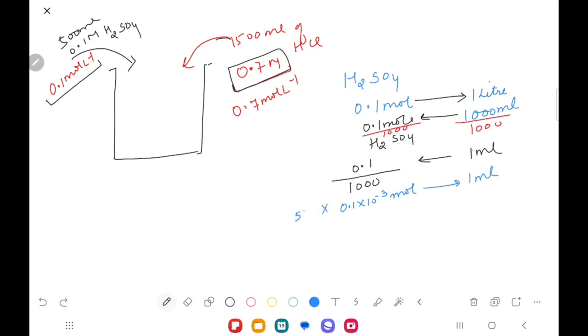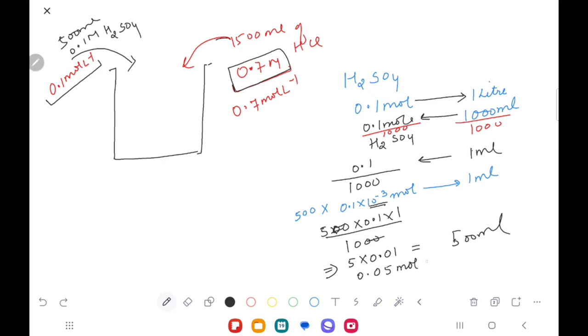So how many moles do you think I will have in 500 ml? Into 500. So 500 into 0.1 into 10 raised to power minus 3, which becomes over 1000. So two zeros cancel here. So you will have 5 into 0.01. That would be the total moles in 500 ml. So thereby it shall be 0.05 moles in 500 ml. Are you understanding my point? Right. So that is the concept.